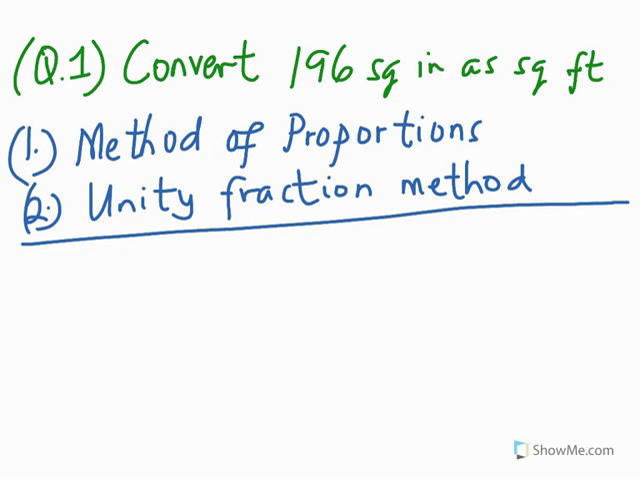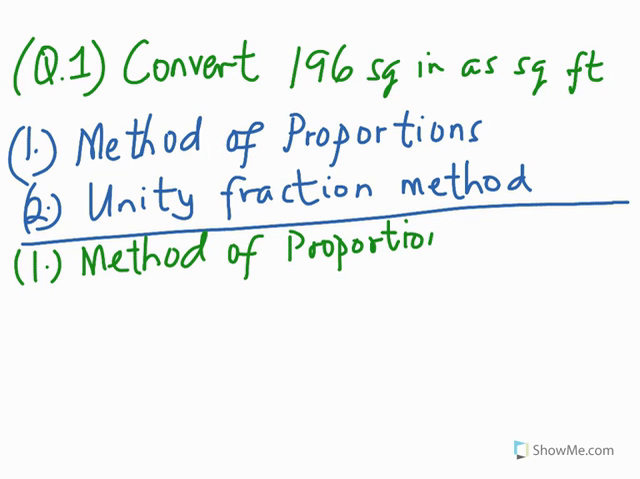Now, with the method of proportions, you ask yourself, how many units are we talking about? From the question, we are talking about 2. And what are the units? Square inches, we underline it, and square feet. Okay, we're talking about 2 units, square inches and square feet.